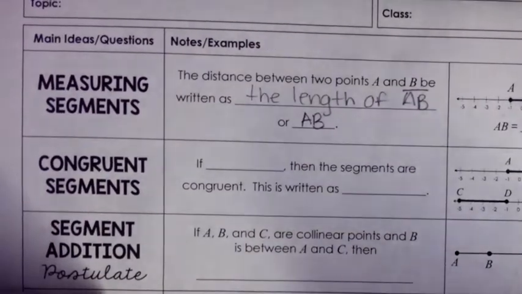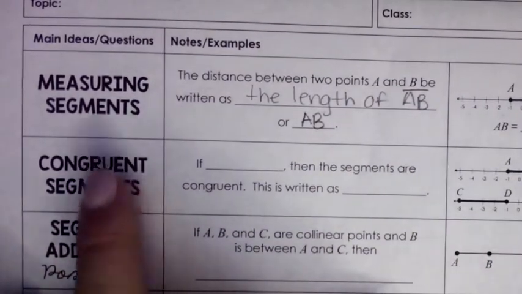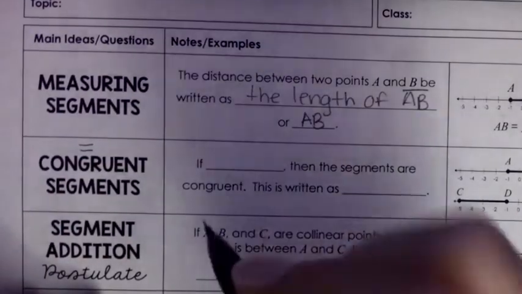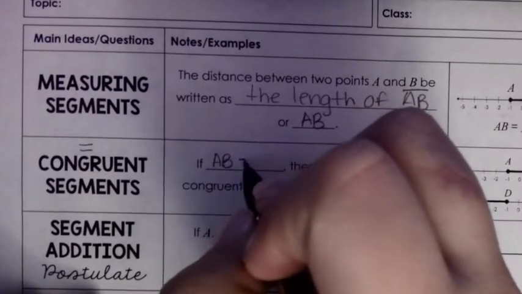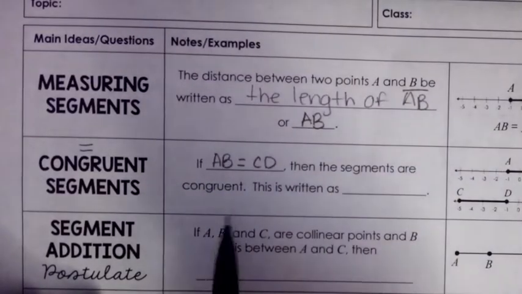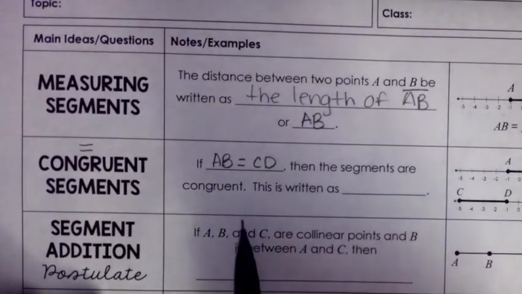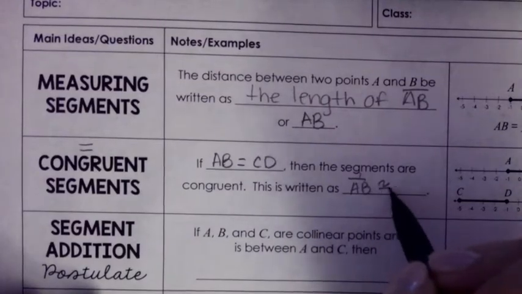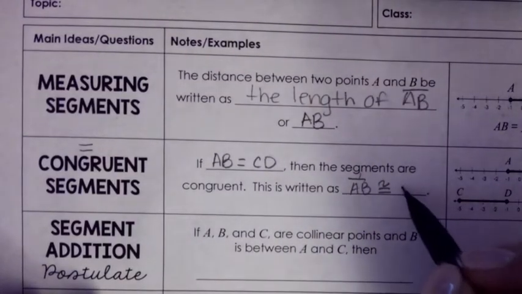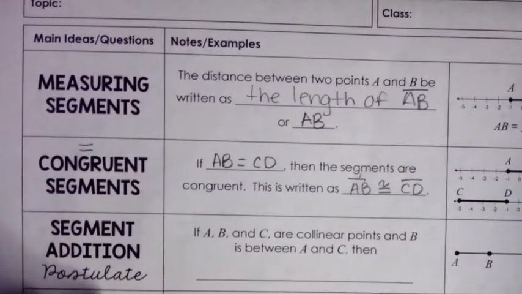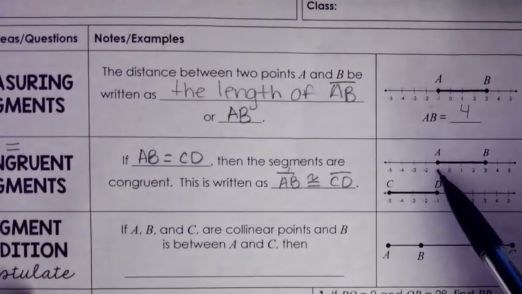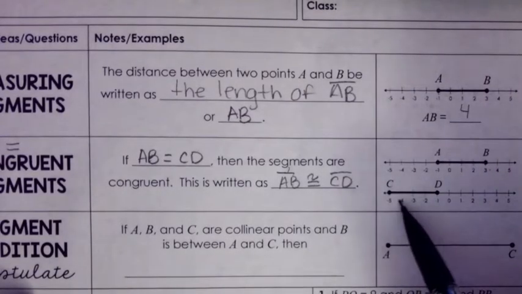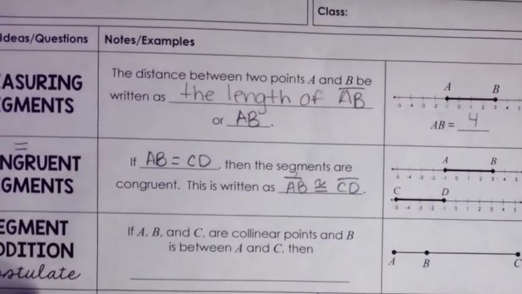Okay? Now, congruent is something we're going to see a lot. Congruent means equal. So we can say equal segments. So if AB is equal to CD, so if segment AB is equal to CD, then the two segments are congruent. This can be written as AB and that little squiggle over that equal sign, CD. So over here in the example, if we count 1, 2, 3, 4, CD should also be 4. So we have 1, 2, 3, 4, and it is.